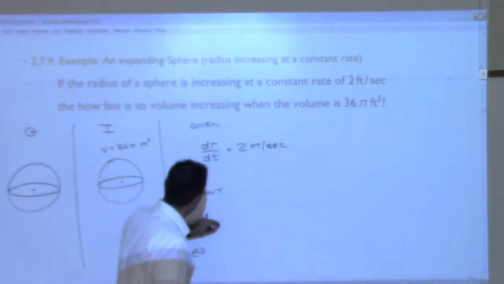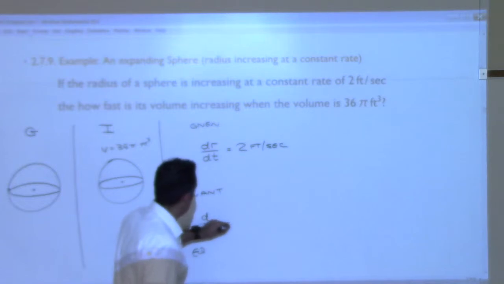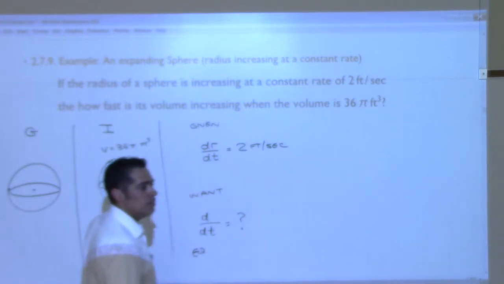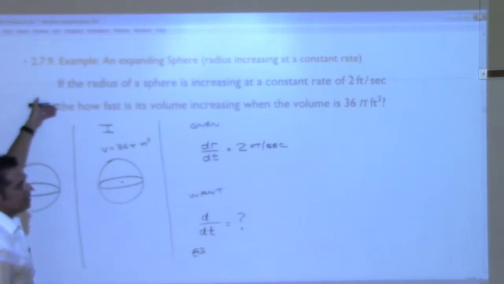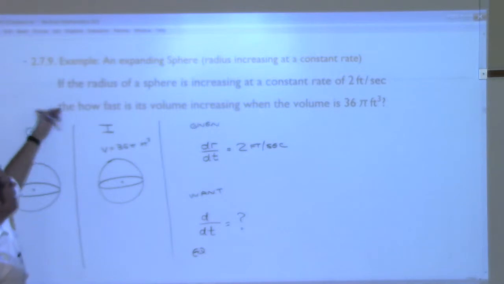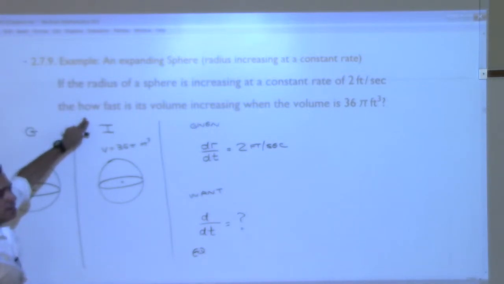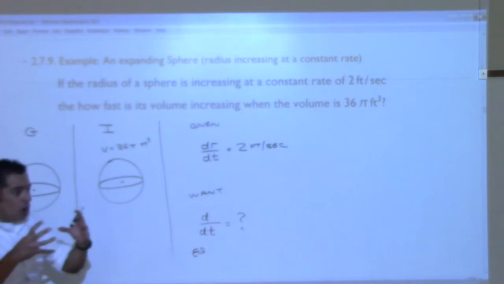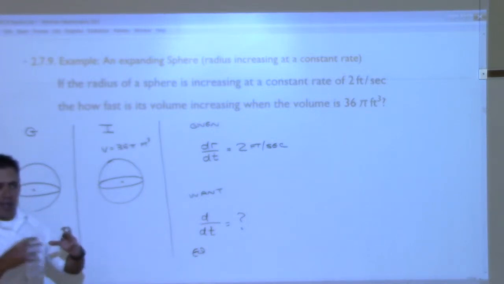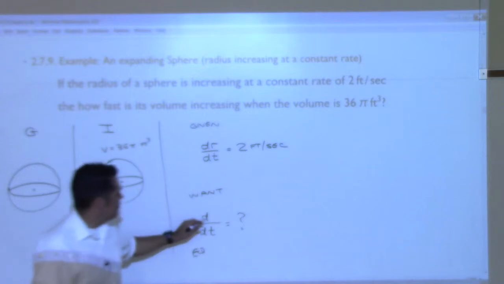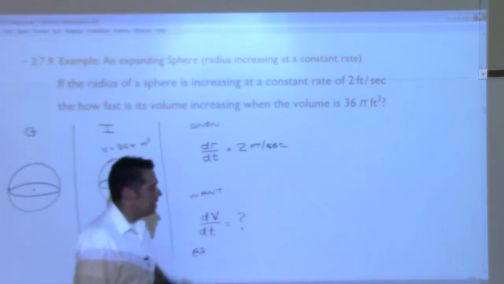I'm going to help you out. It's dV/dt is what we are interested in. What though? Just read the bottom line here. How fast is the what? Read it. How fast is the volume? Right? Volume. Not area, the volume. So they want to know how fast the volume of this thing is increasing at a certain point in time. So not dA, dV.